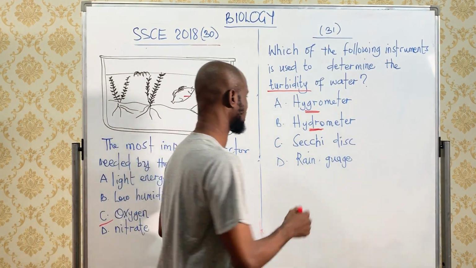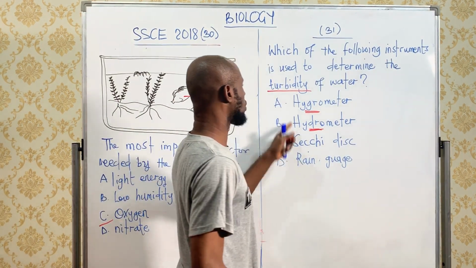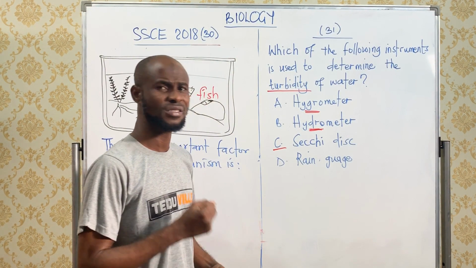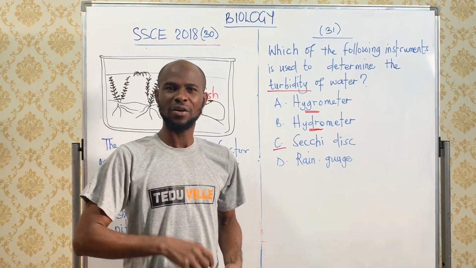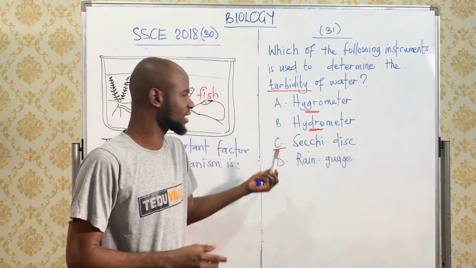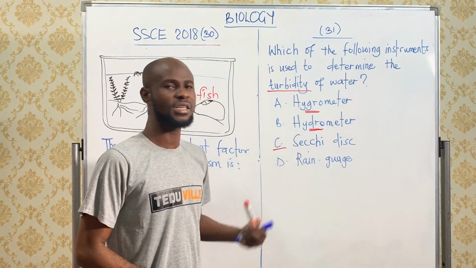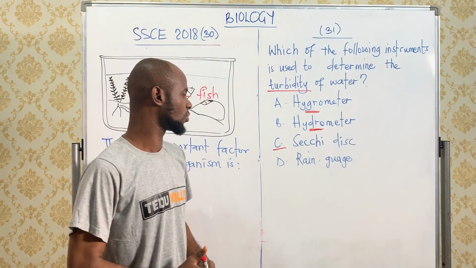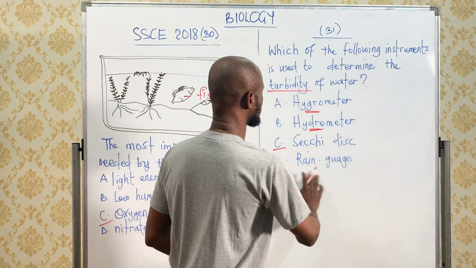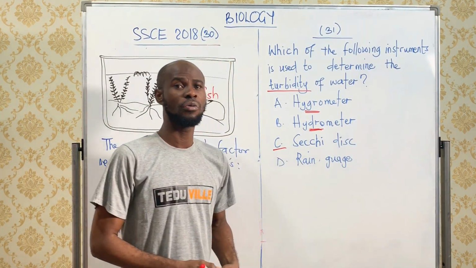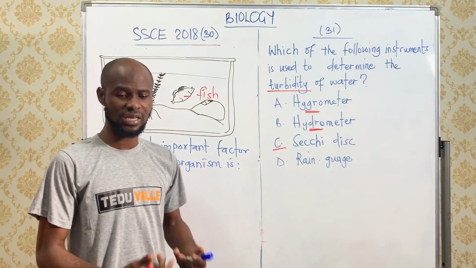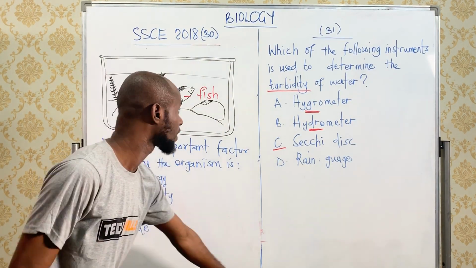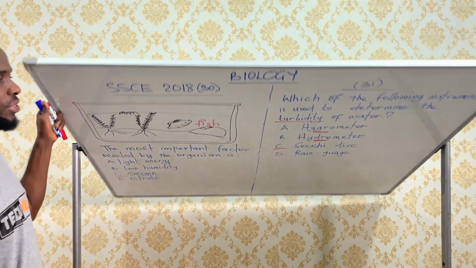Now let's go to the Secchi disc. You can see that out of all these options, the one related to turbidity is the Secchi disc. Therefore, the Secchi disc is used to measure the thickness or the muddiness in water. What about the rain gauge? The rain gauge is used to measure the amount of rainfall. So the answer here is the Secchi disc. Now let's go to the next question, number 32.